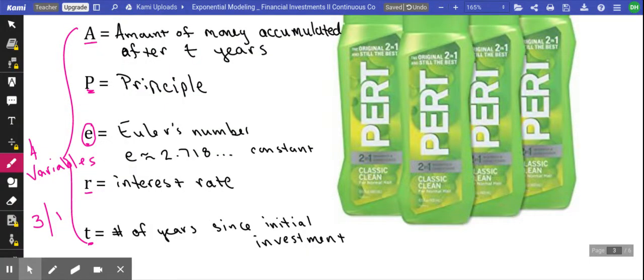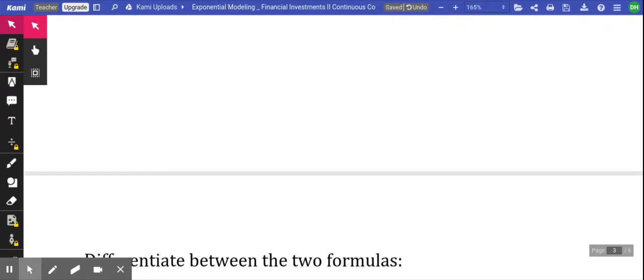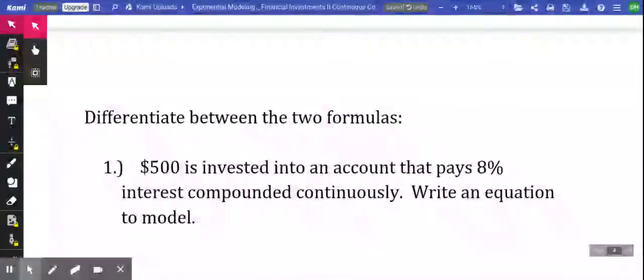Those are the really popular ones. And in fact, these days, they're going to give us A and ask us to solve for T, because that's what requires the log. All right, so let's dive in. What we're going to practice now is differentiating between the two formulas.